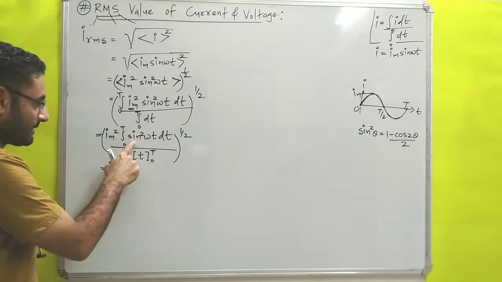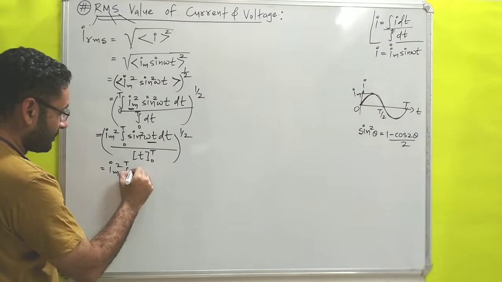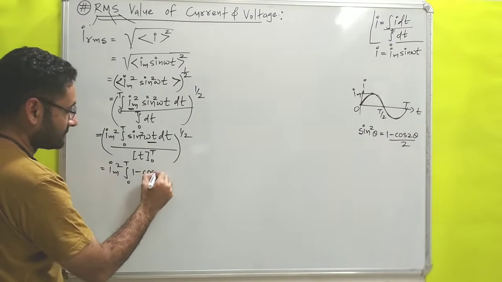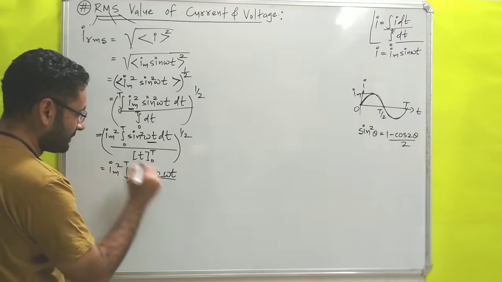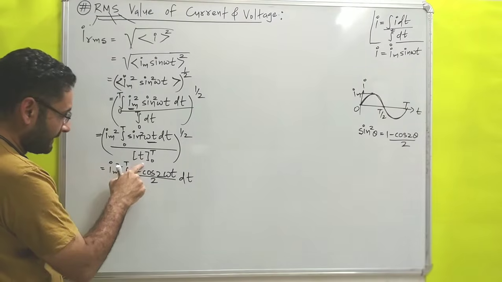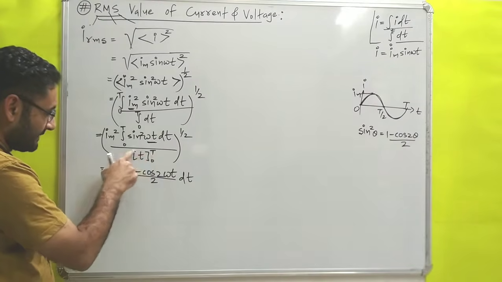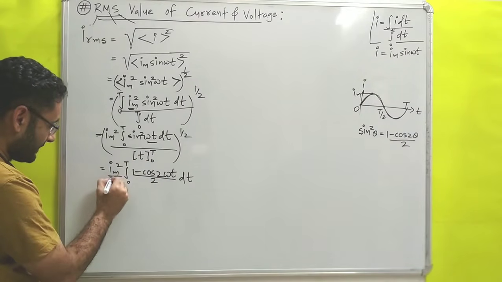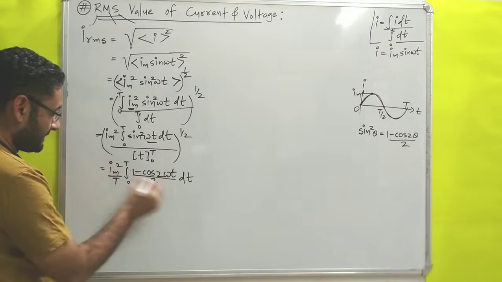So the same equation will apply over here. Sin square theta, where theta is omega t. So I will write 1 minus cos 2 omega t, whole divided by 2, remaining is dt, and divided by upper limit minus lower limit. Upper limit is T minus 0. So that divided by T, I will take over here. Then remaining is nothing.